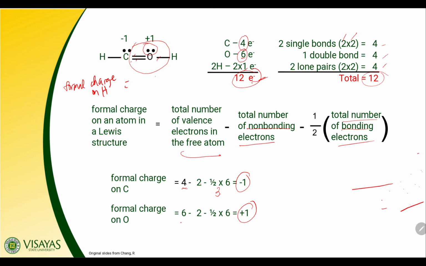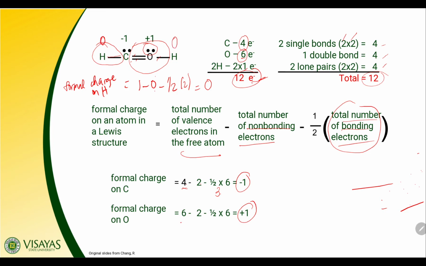So the valence electron of hydrogen is 1. The total number of non-bonding electrons: do we see any non-bonding electrons? We don't. We don't see any dots. So this is 0. Then 1/2 of the total number of bonding electrons. Since we have 1 bond, we have 2 electrons. 1/2 of 2 is 1. So 1 minus 0 minus 1 is 0. Therefore, this hydrogen has no formal charge.